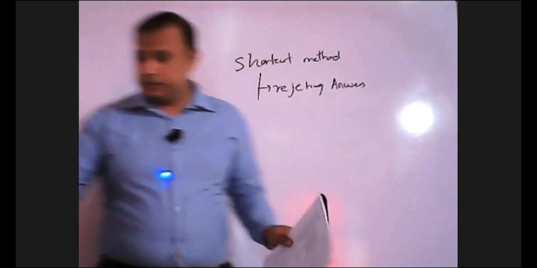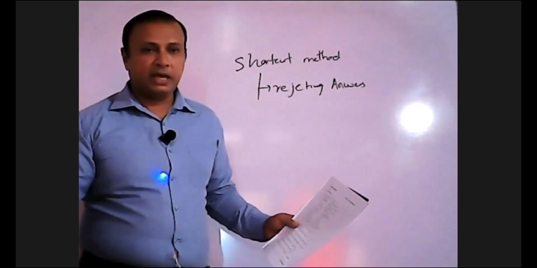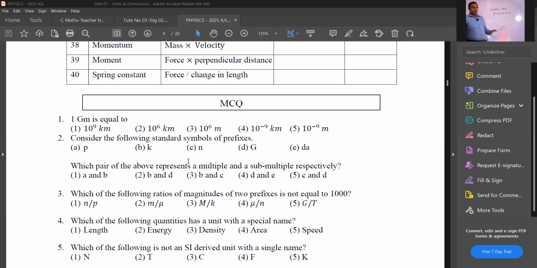Okay, I will share the screen. You can look into the first question. Now I am going to explain the rejecting answers method. That is a shortcut method. In this method we can reject incorrect answers, that means impossible answers.